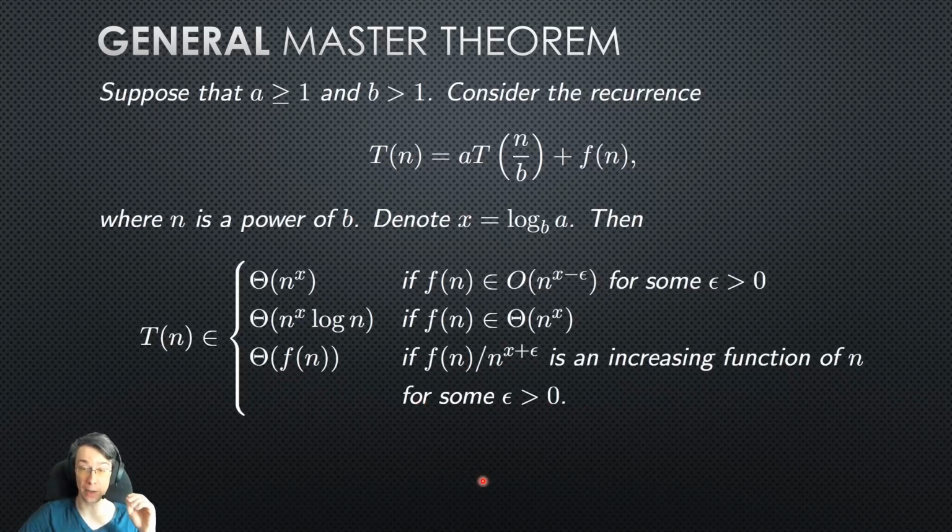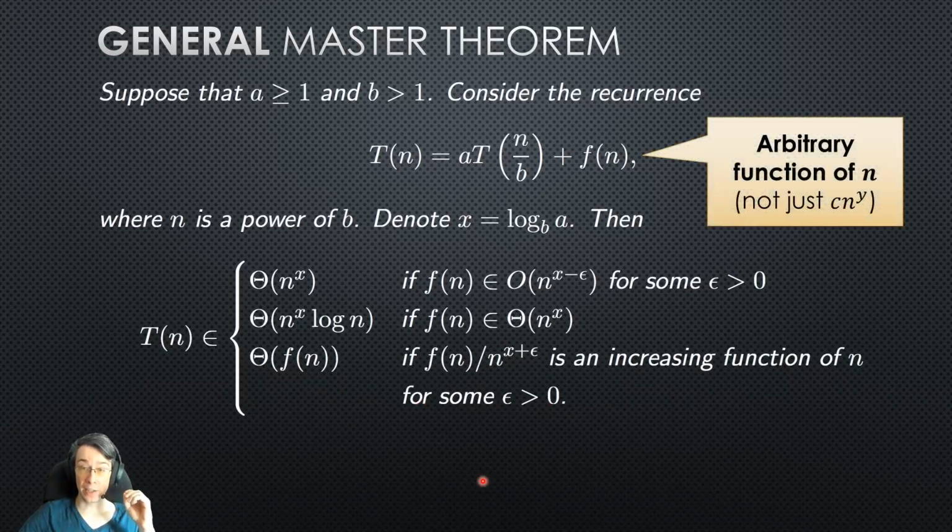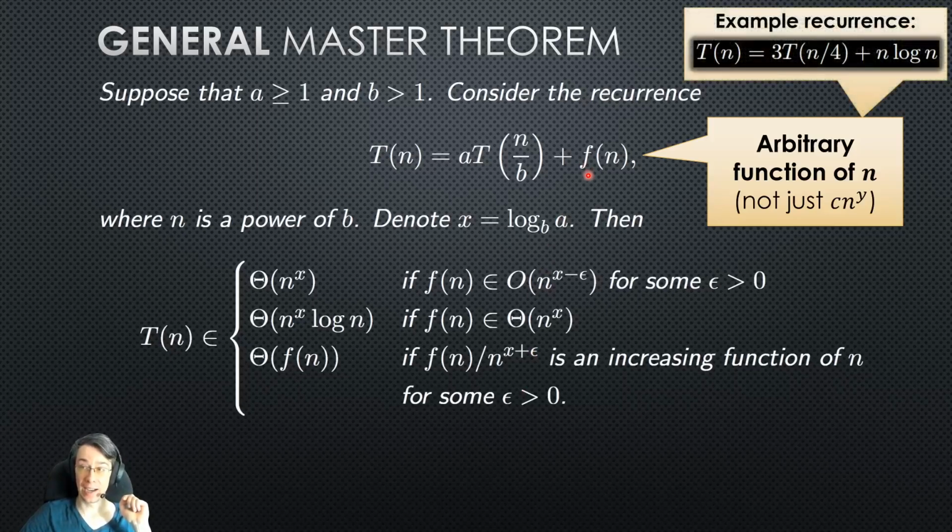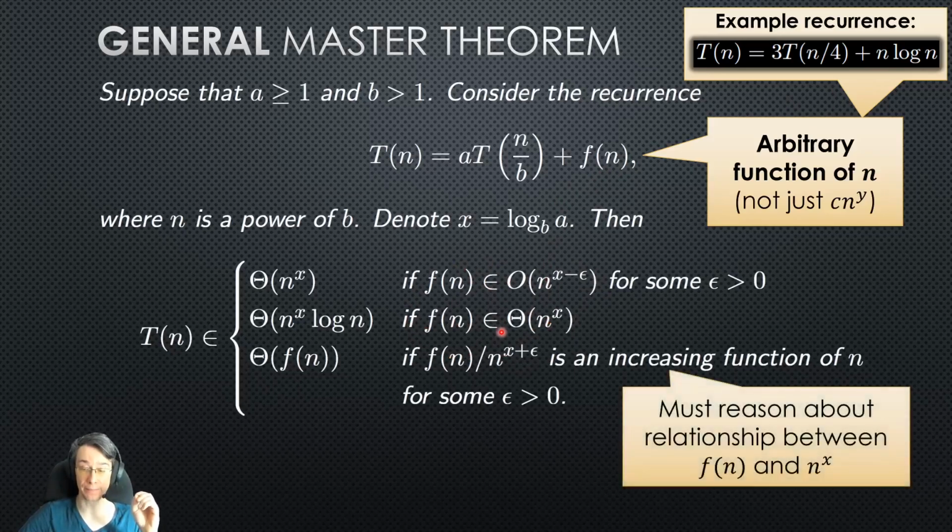Okay, so that's the general master theorem. We can use this for arbitrary functions. For example, if f of n was something like n squared log n, or 3 times t of n over 4 plus n log n, because f of n is an arbitrary function of n, not something of the form n to the y. We can still deal with it, but we have to do a little bit of extra work to relate n to the x and f.